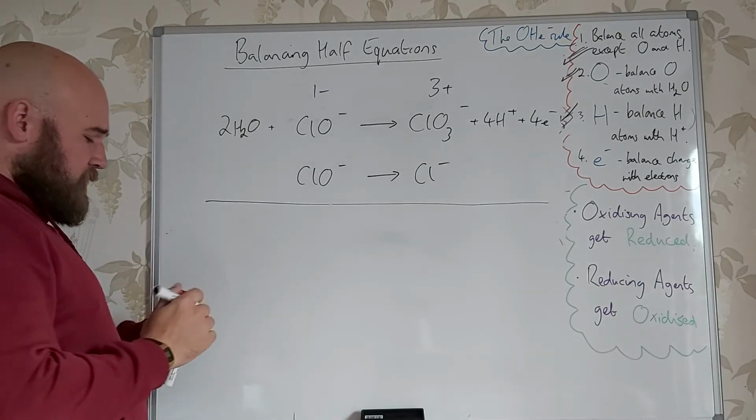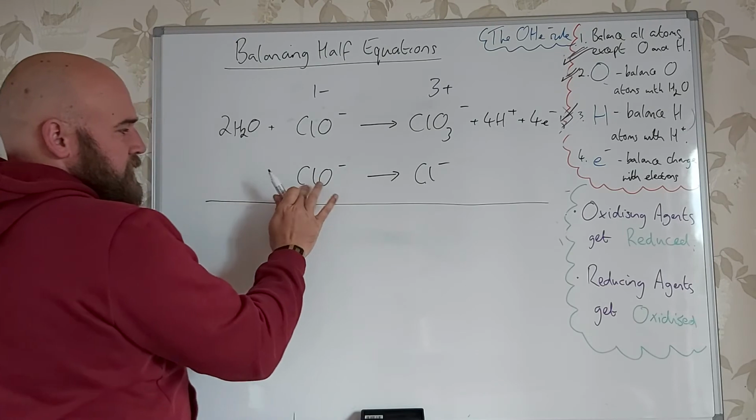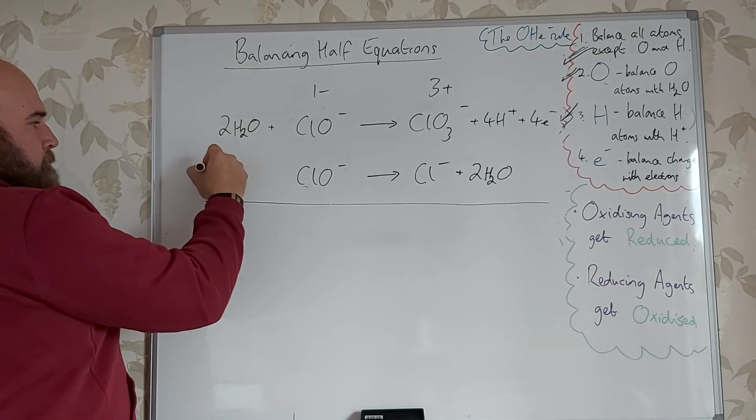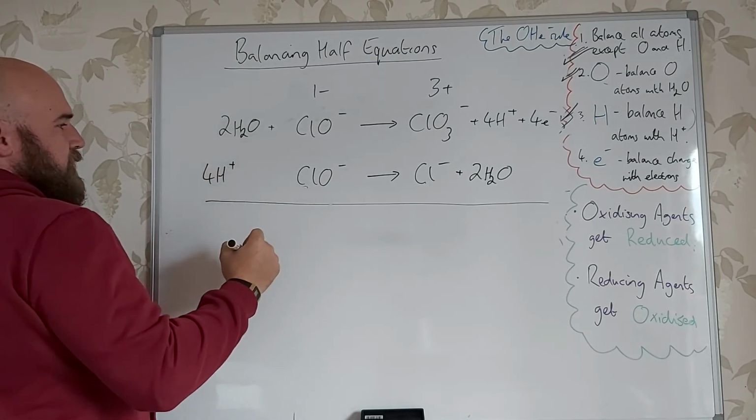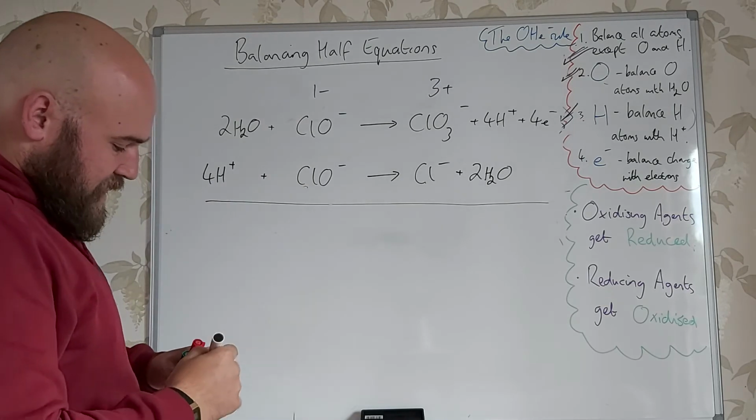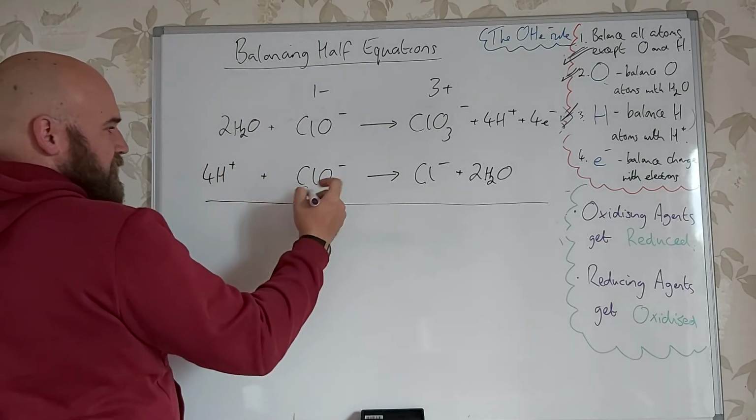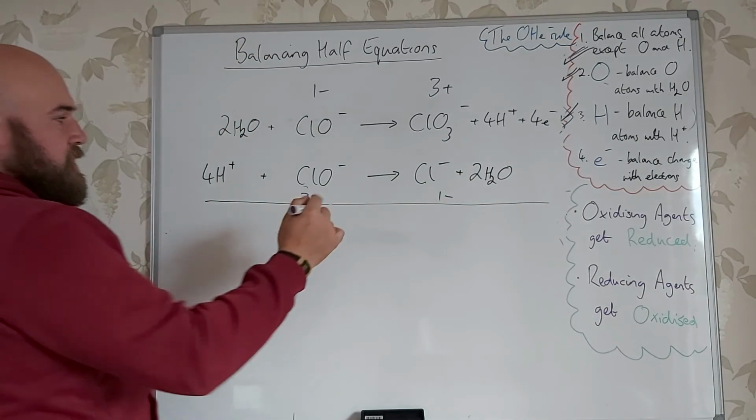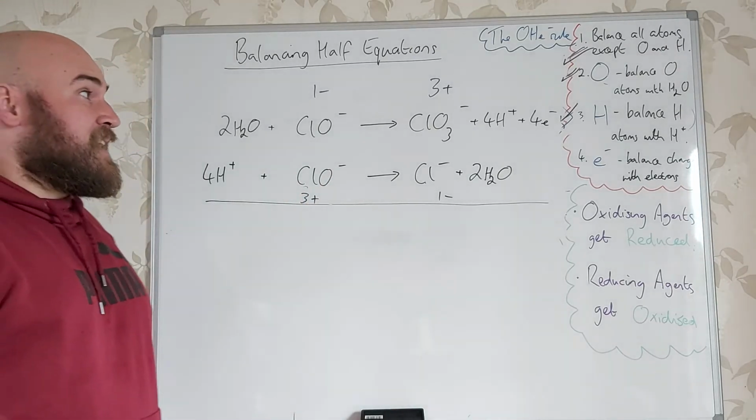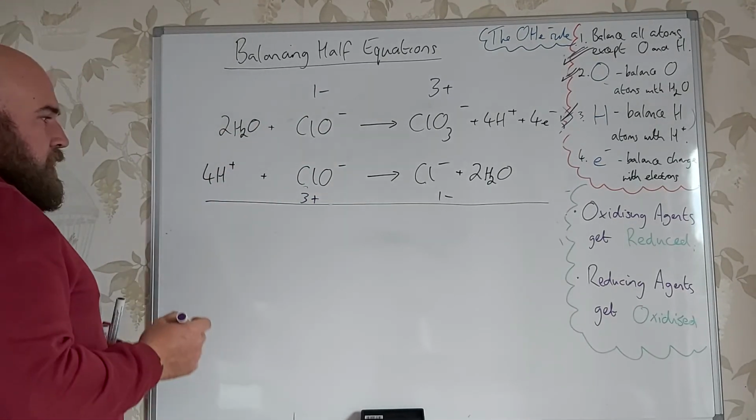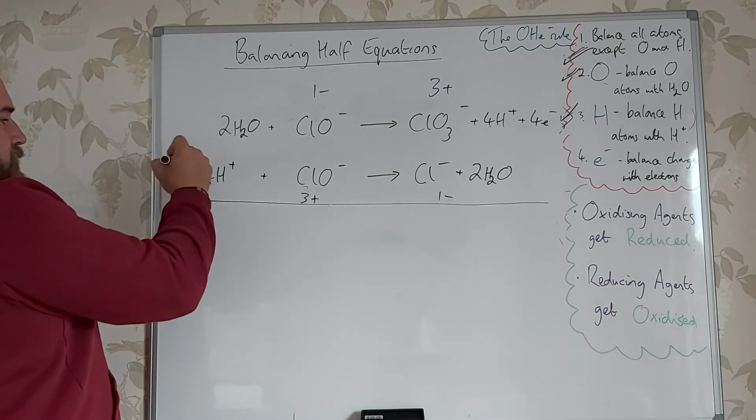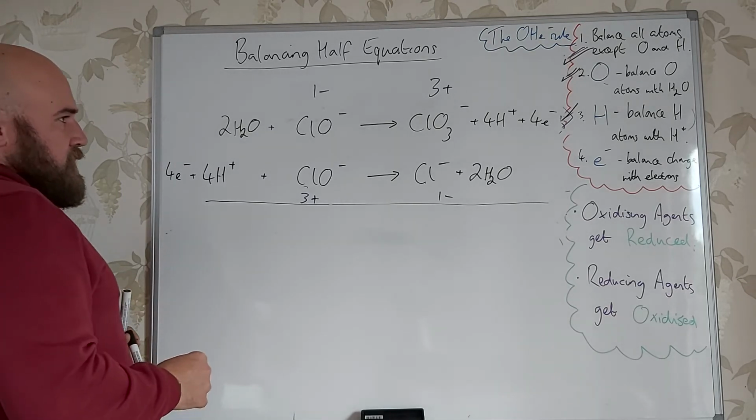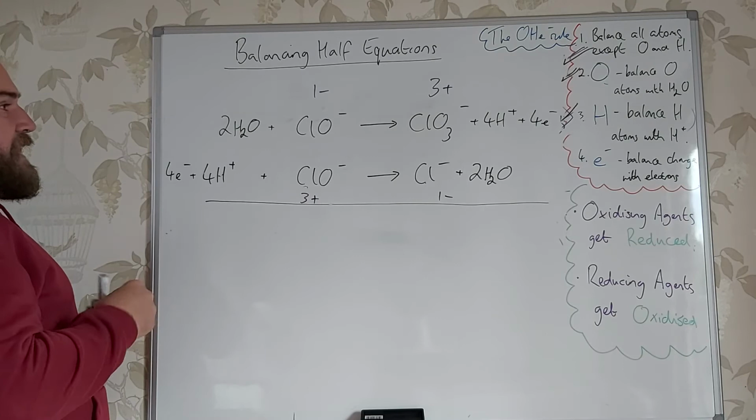So that's sorted. And this next one, Cls are balanced. I'm going to add a water to this side to balance the oxygens. 4 H pluses to this side. And then when I try and balance the electrons now, on the left-hand side it's 3 minus, and on the right-hand side it's 1 minus. So it's sorry. On the left-hand side, it's 3 plus. On the right-hand side, it's 1 minus. It's the reverse of the top equation. So I know that I'm going to have to add 4 electrons to this side. Okay. Now, good news is that the electrons already balance.